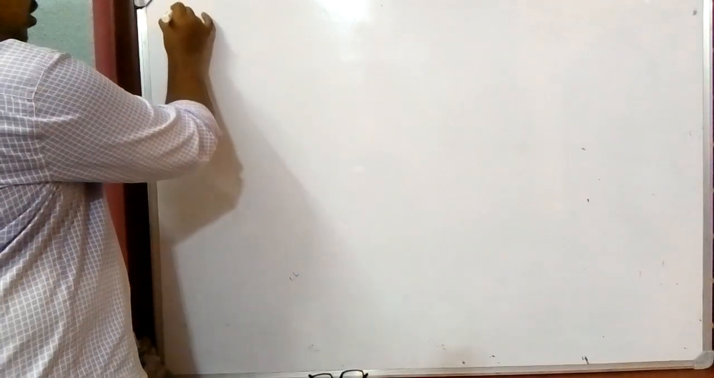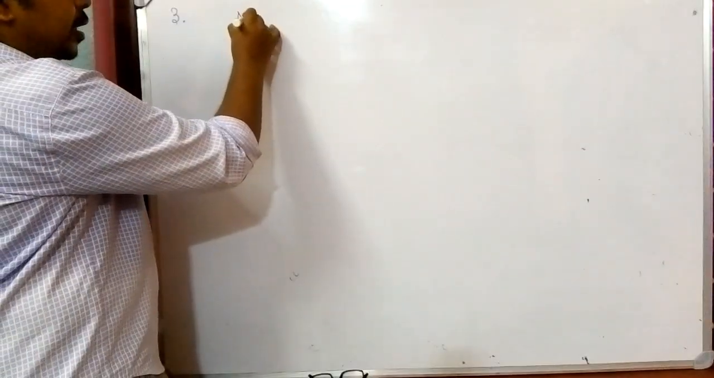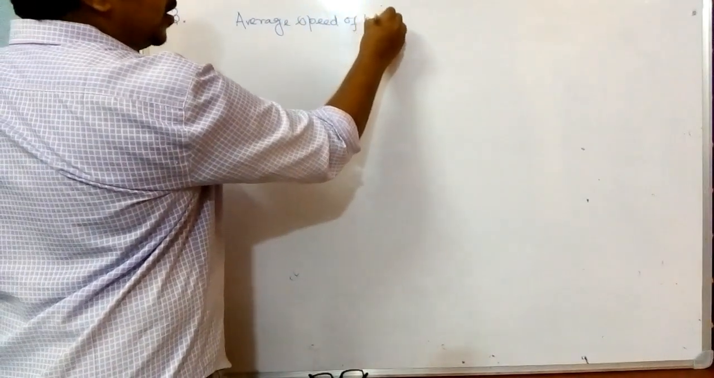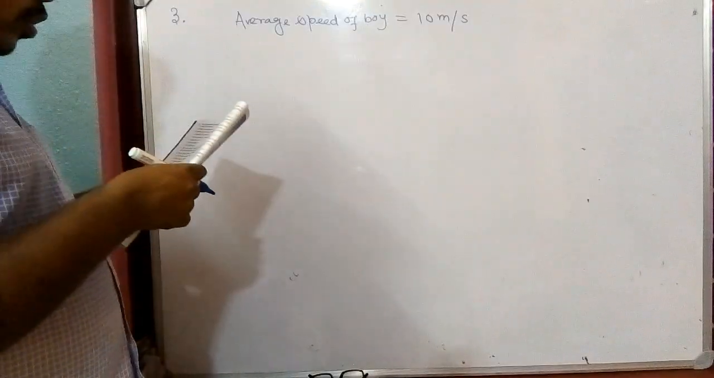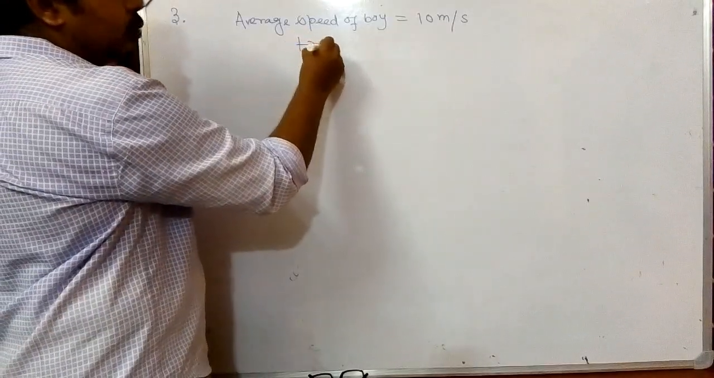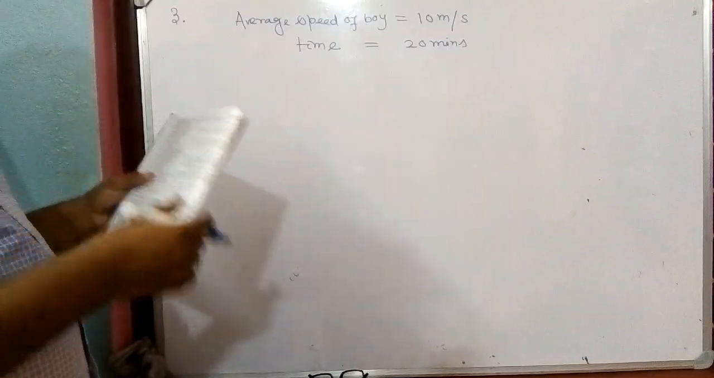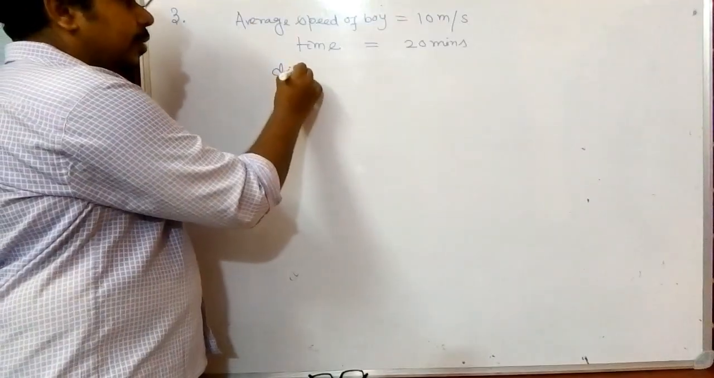So I'll do question number 3 first, a numerical. It is told that a boy travels with an average speed of 10 meter per second. So the average speed of the boy is given as 10 meter per second. Now, for 20 minutes, that is the time the boy travels. Now it is asked, how much distance does he travel? So you have to find the distance.